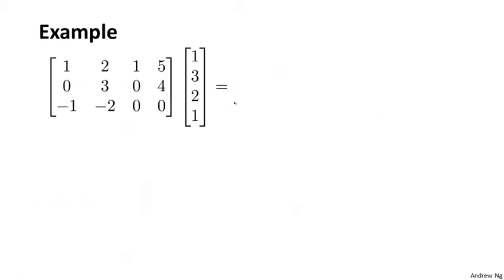Here's the example. So let's look at the dimensions, right? Here, this is a 3 by 4-dimensional matrix. This is a 4-dimensional vector, or a 4 by 1 matrix. And so the result of this product is going to be a 3-dimensional vector. So I'm going to write a vector with room for 3 elements. Let's carry out the products. So for the first element, I'm going to take these 4 numbers and multiply them with the vector x.